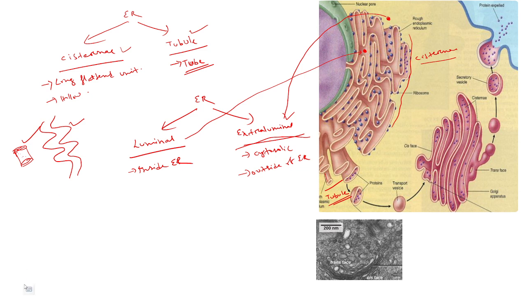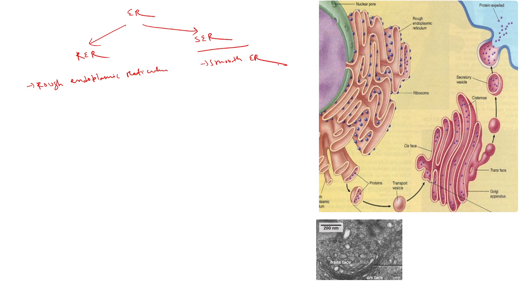So now come to the major structure of the ER. The ER can be divided into two parts. One is called the RER and another is called the SER. The RER is the rough endoplasmic reticulum, and SER is the smooth endoplasmic reticulum. So why is it called rough, and why is it called smooth? Look at the structure here, from here to here.